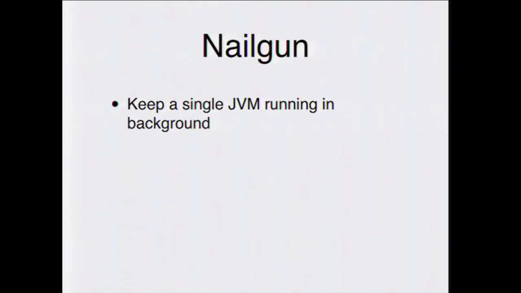Nailgun is a server, client, and a protocol all in one package that will keep a single JVM running in the background warm, so that when you call your JRuby process next time, it is going to talk to the server to fetch the result, right? So you're going to run the code, but the server is going to run the code and keep your JVM warm. You ask the server to run this code, and you're going to get the results back.